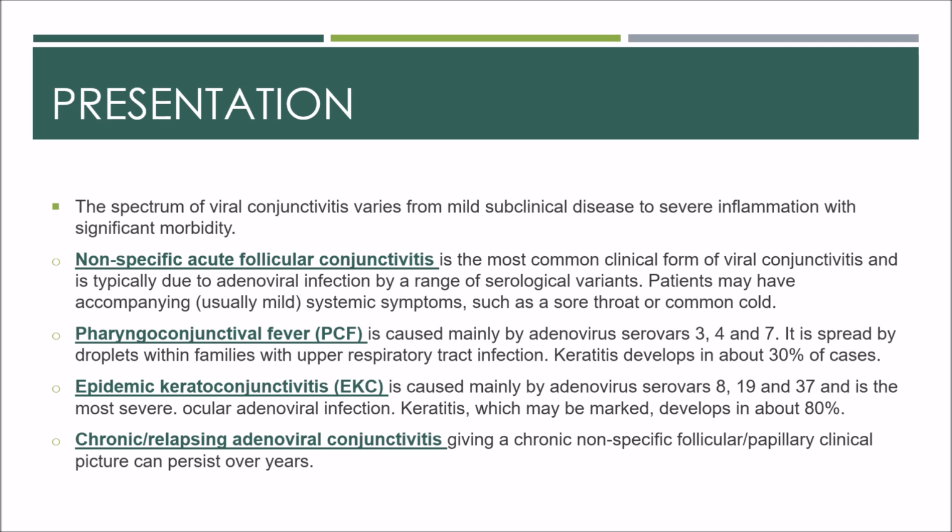The next form is epidemic keratoconjunctivitis, which is caused mainly by adenovirus variants 8, 19, and 37, and is the most severe ocular adenoviral infection. Keratitis, which may be marked, develops in about 80% as compared to pharyngoconjunctival fever, where it develops in about 30%. Photophobia may be correspondingly prominent.